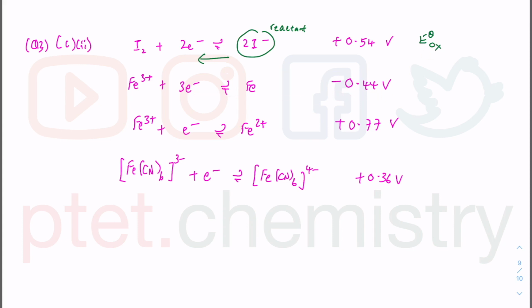This is iron 3 plus. If you want the iron 3 plus to oxidize this, the iron 3 plus itself has to be reduced. It has to gain electrons. So this is going to be more positive. It should be more positive than the EOX, but this is less positive than EOX. So it's not going to go to iron. This is not what we are looking for, so I can cross this out.